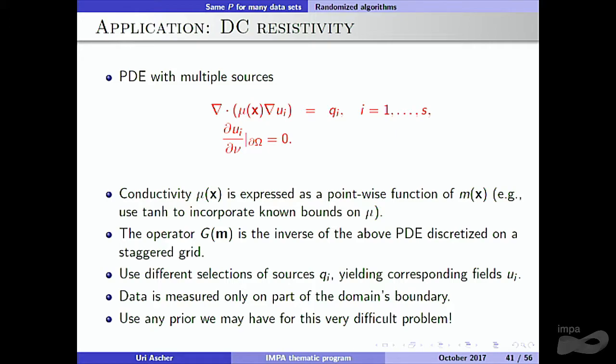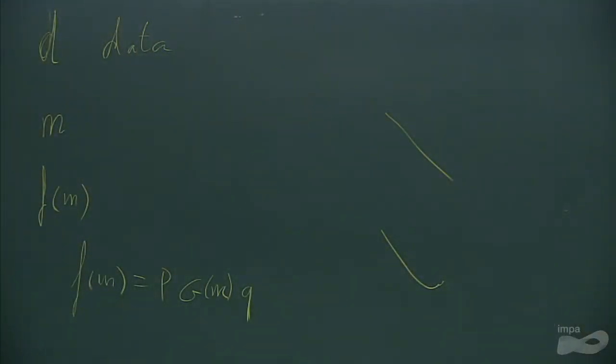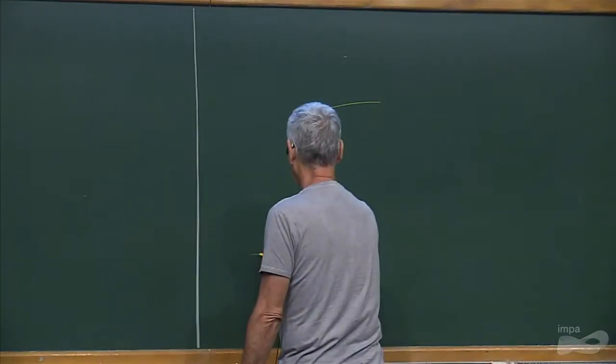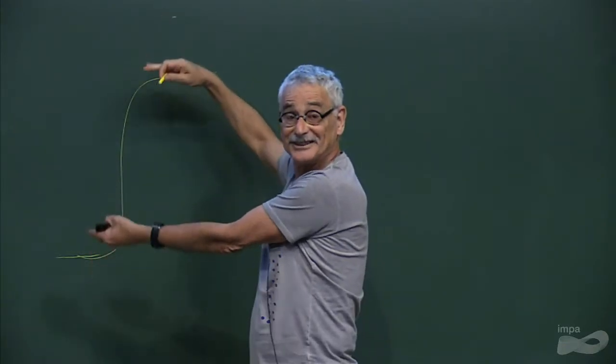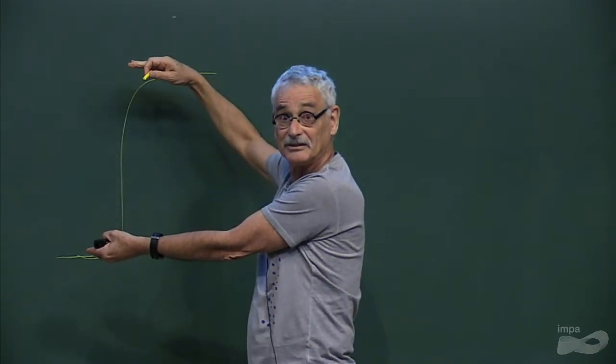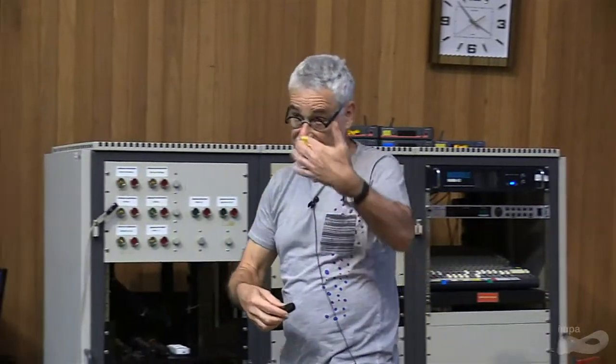And sometimes we introduce more information by saying that m of x is a pointwise function of this mu. For example, maybe we know upper and lower bounds. And we can introduce the upper and lower bounds by using a hyperbolic tangent like this. The connection between mu and m would be through something like this. And now you introduce the fact that you have a restricted range in your values, and that is why m is a function of mu rather than directly the conductivity.